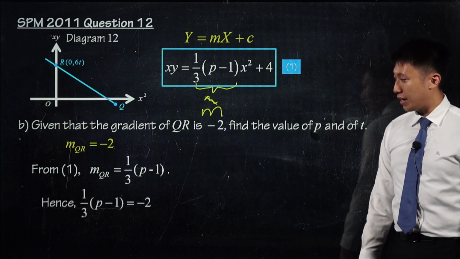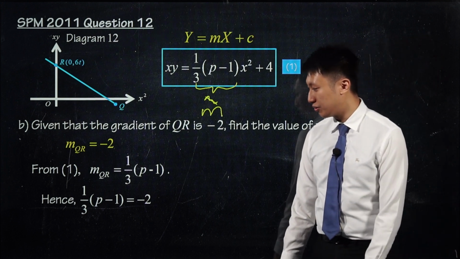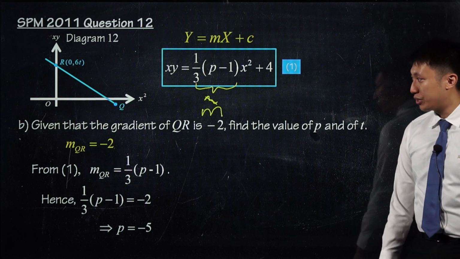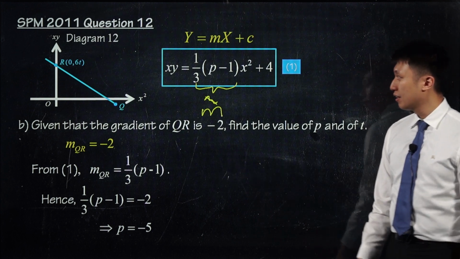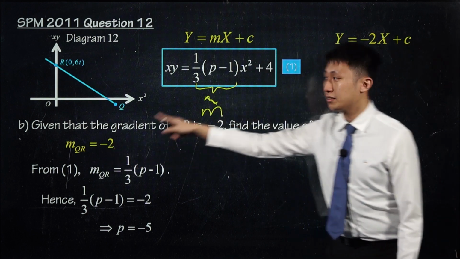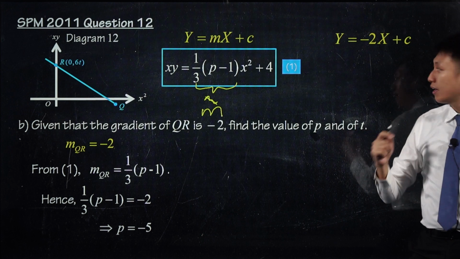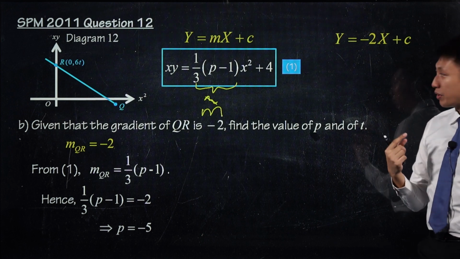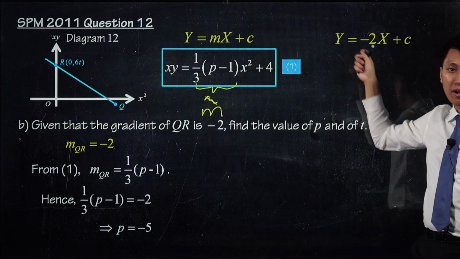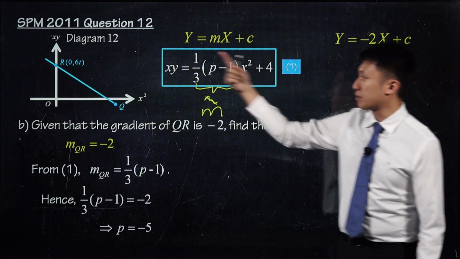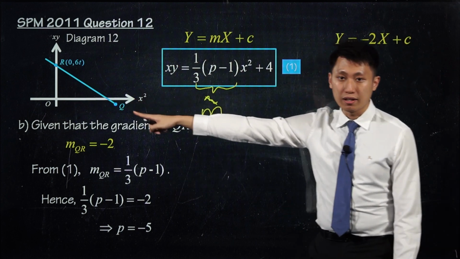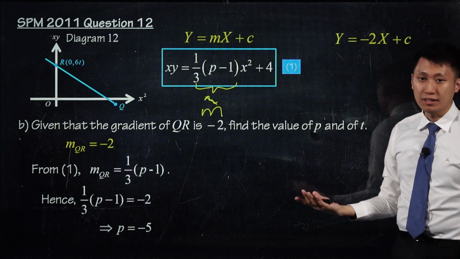So 103 p minus 1 is equal to -2. So p is equal to -5. Okay, good. Next, we have that p already. Then we go back to here, use the gradient here, substitute here, y equals -2x plus c. After that, we can substitute the coordinate here into y equals mx plus c. Why? Because you substitute into the linear form, not the non-linear one. You substitute that into the line equation to find the c.